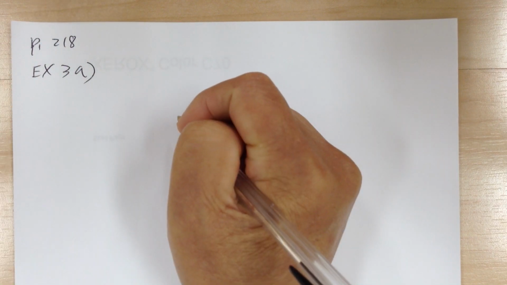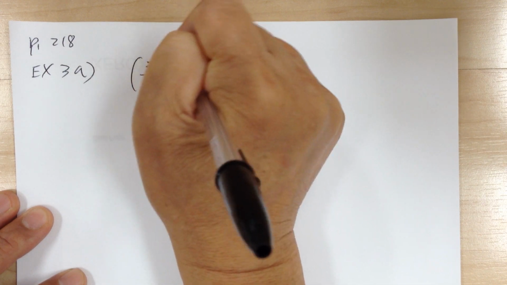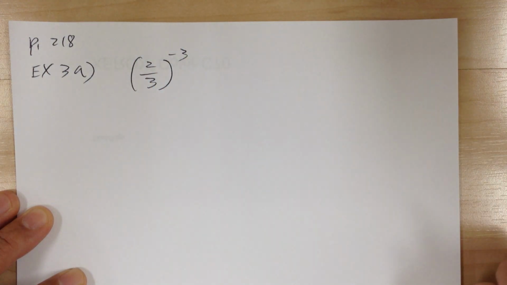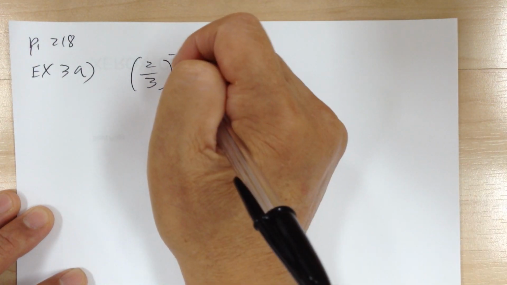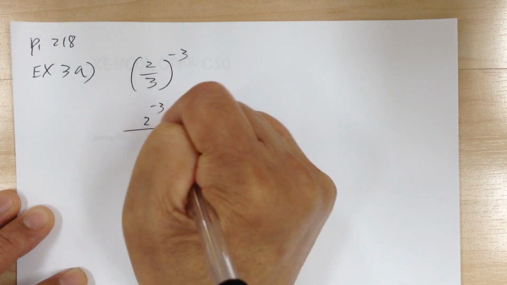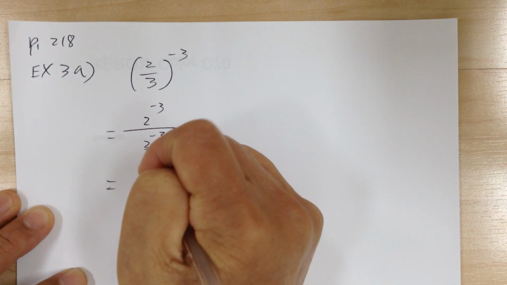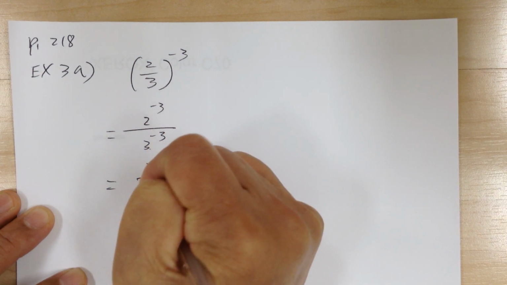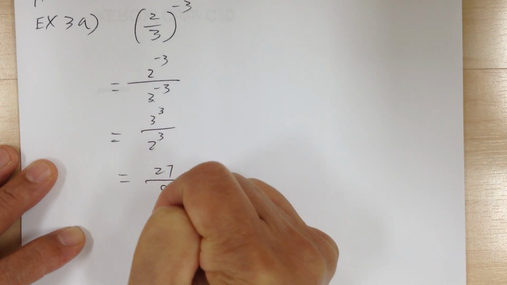Okay, let's go to example 3. Example 3a, you have 2 over 3 to the negative 3 power. You can do it many different ways. You can distribute first, or you can do the flipping. So this one you can distribute. You can make it into 2 to the negative 3 power over 3 to the negative 3 power, and then after you can do the flipping. So this gets flipped to the bottom, this gets flipped to the top. And then after you can multiply, so you get 27 over 8.